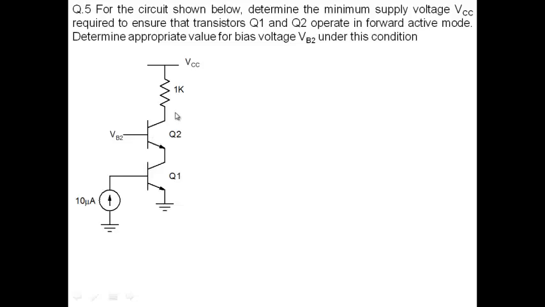Let's say you want to design this, and you don't want to unnecessarily apply 12 volts and all that. You would like to use as small a supply voltage as possible to keep power dissipation less and not to use big batteries. So you would like to use the smallest possible supply voltage, but you would like to keep Q1 and Q2 in forward active mode. All of them have to be in forward active mode. And for that, you have to determine VCC and VB2.